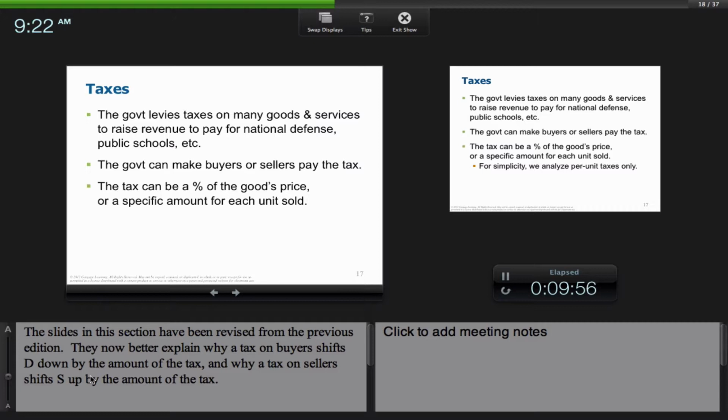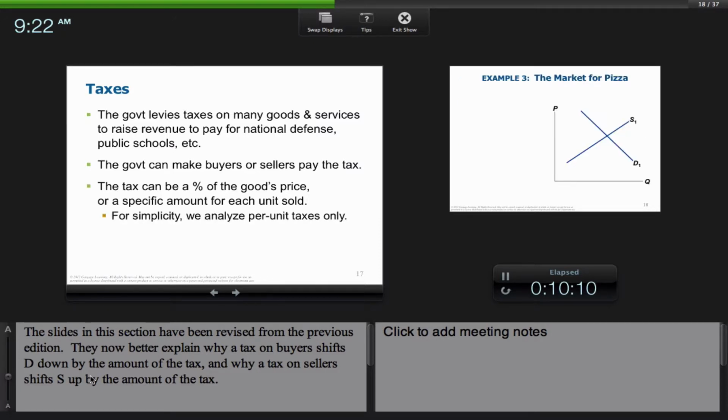Which one's more common? The percentage. Yes. Very rarely do we see a specific tax per unit sold. But to make our lives easier, that's what we're going to analyze. The outcome is essentially the same. This is just easier math. Okay? How can you be upset about that, right?